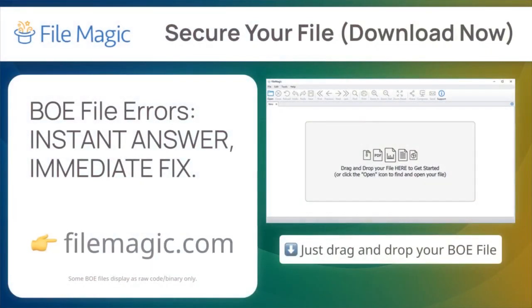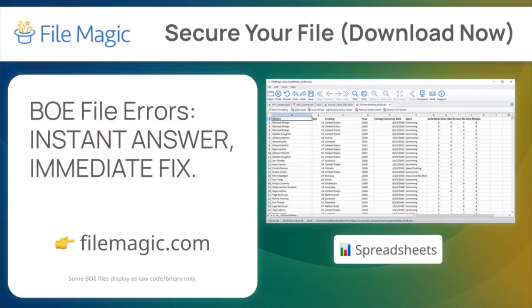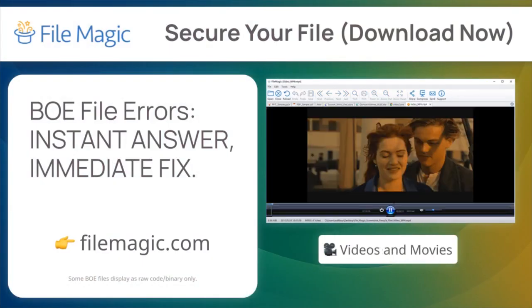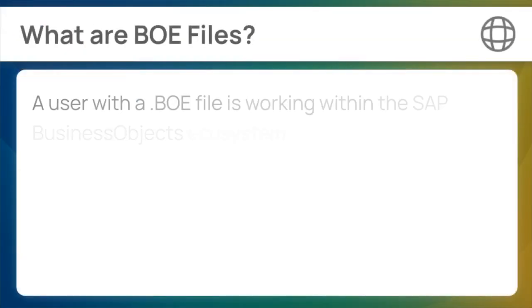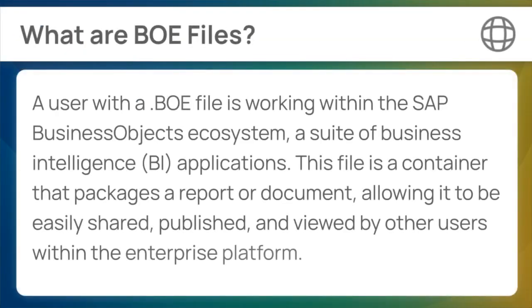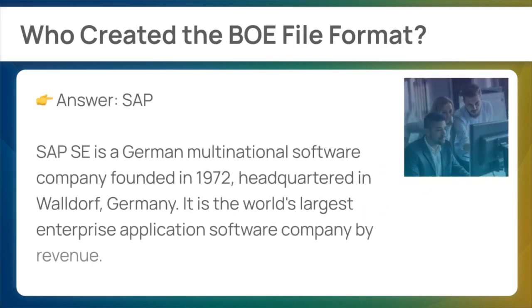Just so you know, the key to the final solution is understanding how to leverage a dedicated, high-value BOE file inspection utility that offers versatile support for countless formats. A user with a .boe file is working within the SAP BusinessObjects ecosystem, a suite of business intelligence (BI) applications. This file is a container that packages a report or document, allowing it to be easily shared, published, and viewed by other users within the enterprise platform.